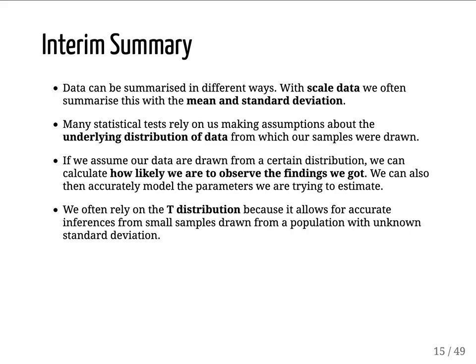So then to summarize this in an interim way, we can see that data can be summarized in different ways, but with scale data, we tend to summarize it with a mean and standard deviation. This is going to be what we're focusing on in the rest of this lecture. Now, many tests will rely on making assumptions about the underlying distribution of the data from which the samples were drawn. But we can use this information to give us evidence in support of the conclusions that we want to make. So is there evidence that there's a true effect here in the population, or is there not, based on how likely or not our sample would be given the population that we have? Now, we'll often rely on this t-distribution because it just allows for more accurate inferences to be drawn from small samples.